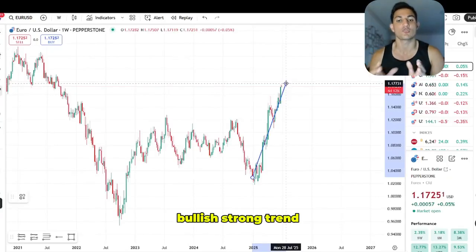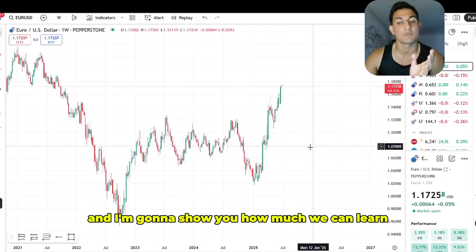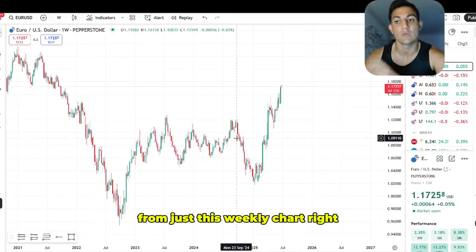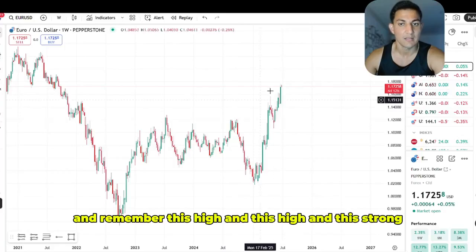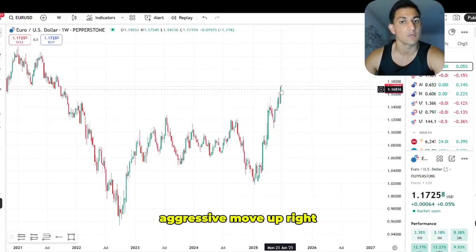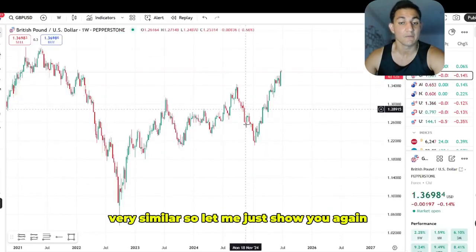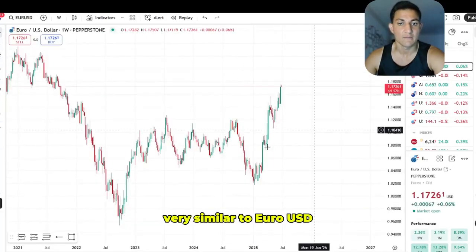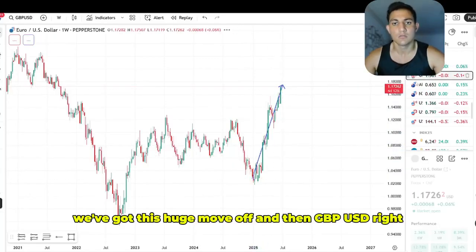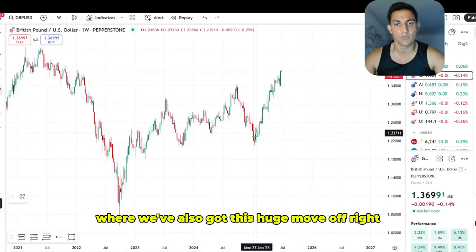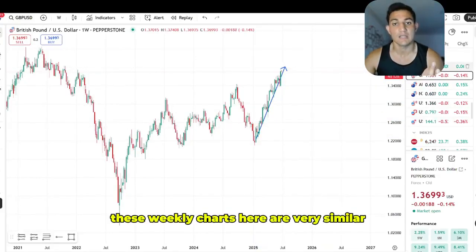Bullish, strong trend. Now, I'm going to compare this to a few different markets, and show you how much we can learn from just this weekly chart. So this is Euro Dollar. Remember this chart, and remember this high, and this strong, aggressive move up. So here is GBP USD. Again, very similar to Euro USD, where we've got this huge move off, and then GBP USD where we've also got this huge move off. Very, very similar. These weekly charts are very similar.